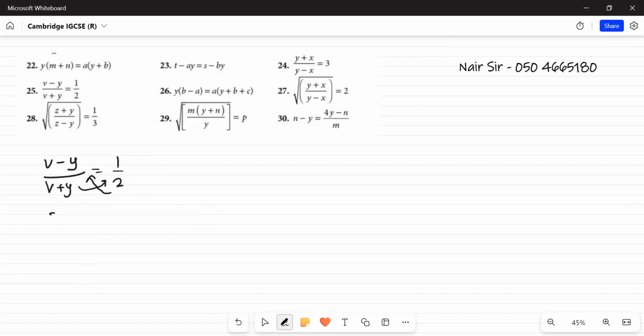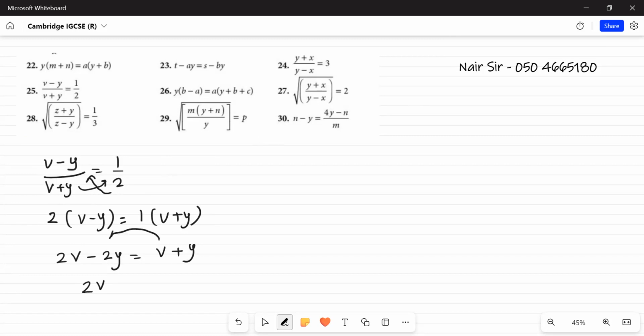Now what will happen? 2 bracket v minus y is equal to 1 bracket v plus y. I get 2v minus 2y is equal to v plus y. Let me get the y to the side. So now I need to make it positive. So I will say 2v, I'm taking this v over here. This is plus, it becomes minus, is equal to. This is y. This is minus. When it comes to this side, what does it become? Plus.